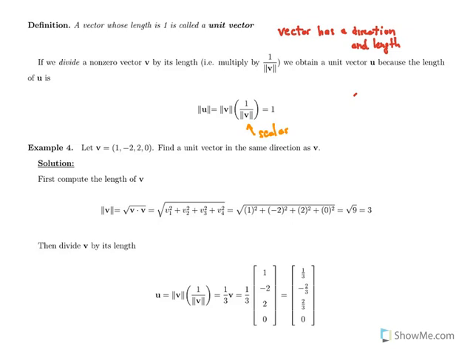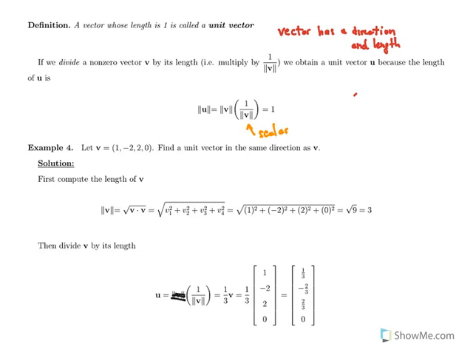This is the norm of v. This is the square root of v dot v, and it is the square root of the sum of the squares of the entries of v. In this case, the square root of 1 squared, -2 squared, 2 squared, and 0 squared, which would be the square root of 9, or 3. So the length of v is 3, and if we divide by it, that's going to give us our unit vector u. U is going to be v divided by the length of v.